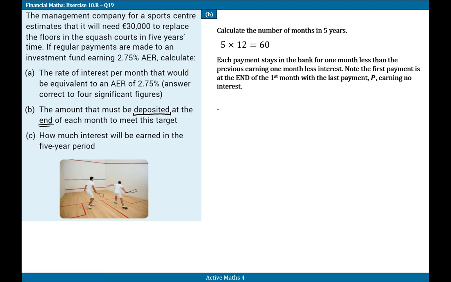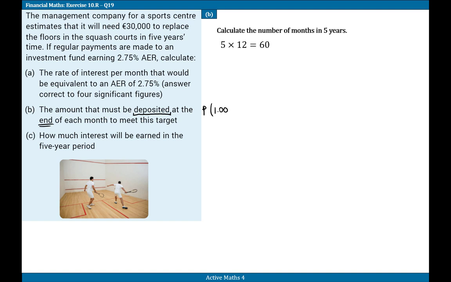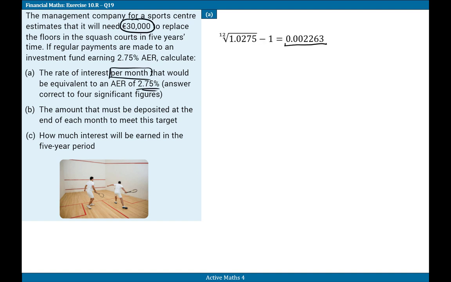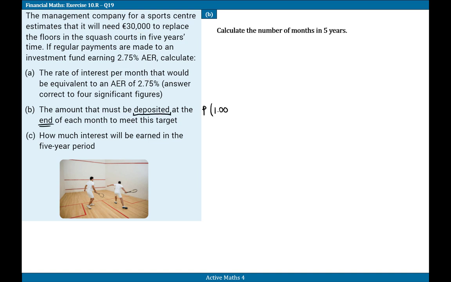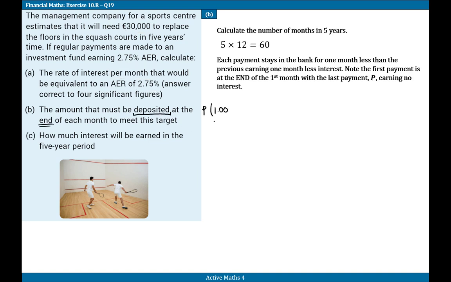So that first amount of money, which I'm going to call P, is going to get, at 1.00, I have to check what the interest rate was per month, 1.002263. That's only going to get 59 months interest. And then another amount, that exact same amount of money, is going to be saved, and it's going to get 58 months interest.